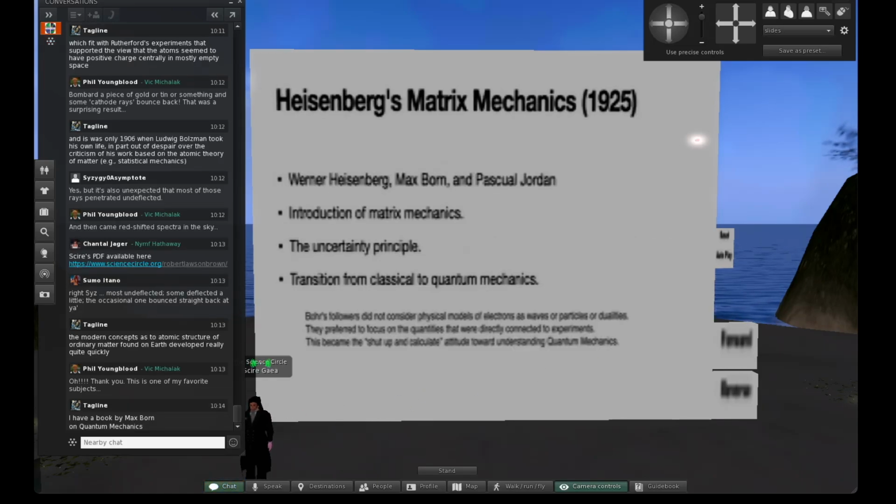Okay, so the matrix mechanics was developed by Heisenberg, Max Born, and Jordan. They also brought in the uncertainty principle at that time and began putting the old classical ideas to rest altogether and moving toward the idea of quantum mechanics as being a true picture of the universe. It's worth noting that they were not making a decision about whether matter was really waves or particles. They simply focused on what they could calculate. And now, many decades later, we have this shut up and calculate attitude toward quantum mechanics in some quarters.